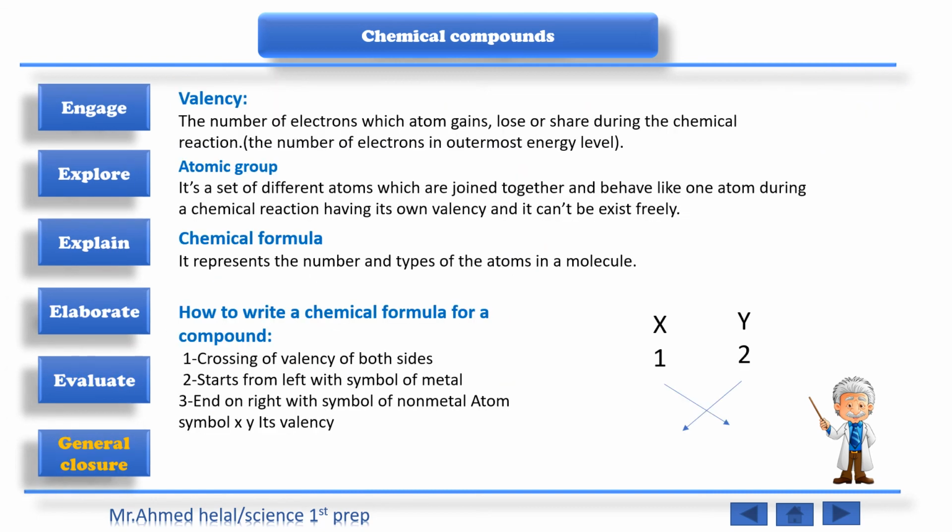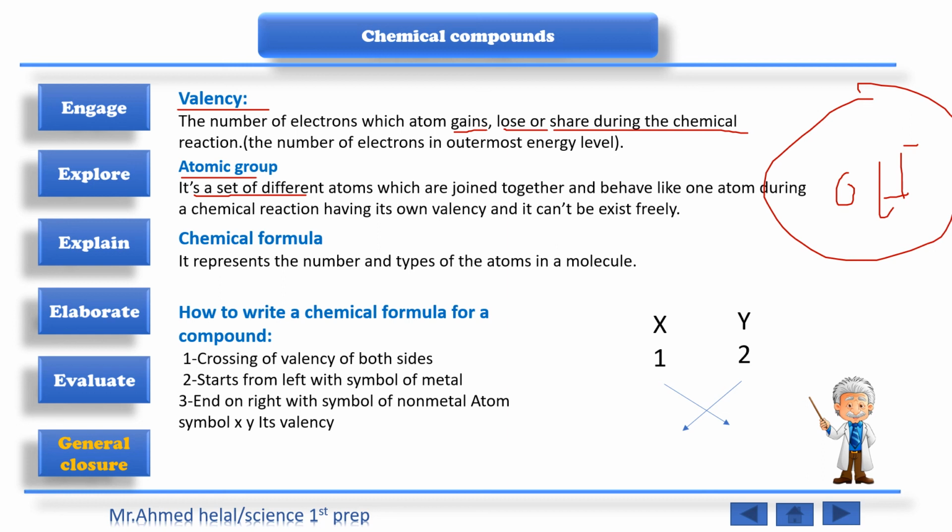In this session, we discussed valency, the number of electrons which the atom gains or loses or shares during the chemical reaction. And atomic group, it's a set of different atoms joined together, like OH. We have it like one atom during the chemical reaction, having its own valency, and it can't exist freely. We can divide it to O and H, but OH reacts as one atom.